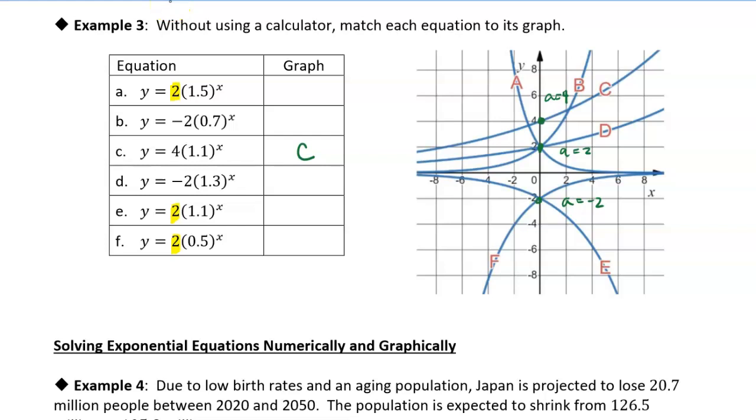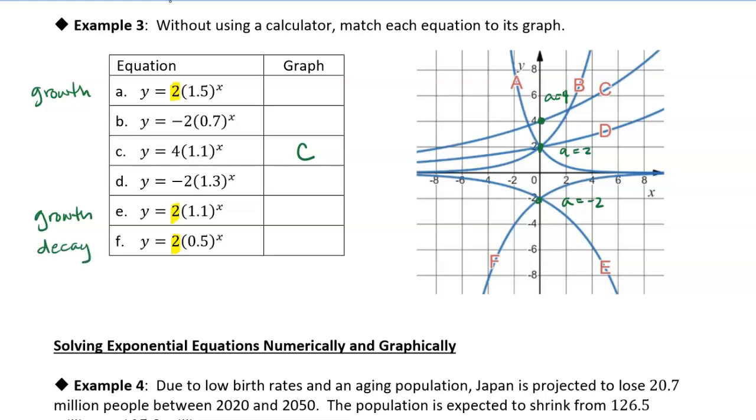All right, this one is growth, right? Because B is greater than 1, so it has to be growth. This one also has to be growth, right? Because the B value is 1.1, so it's growing by 10% each time. This one has to be decay.